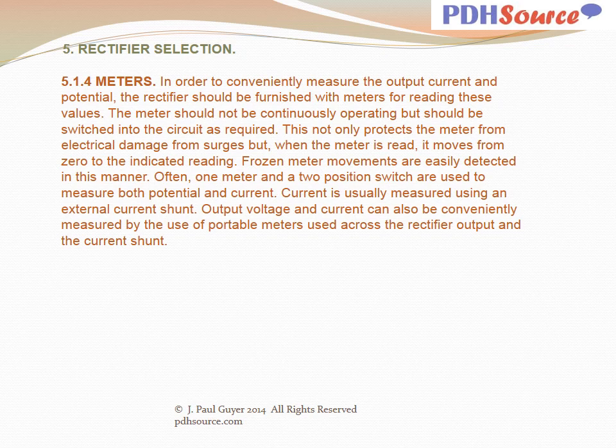Often one meter and a 2-position switch are used to measure both potential and current. Current is usually measured using an external current shunt. Output voltage and current can also be conveniently measured by the use of portable meters used across the rectifier output and the current shunt.